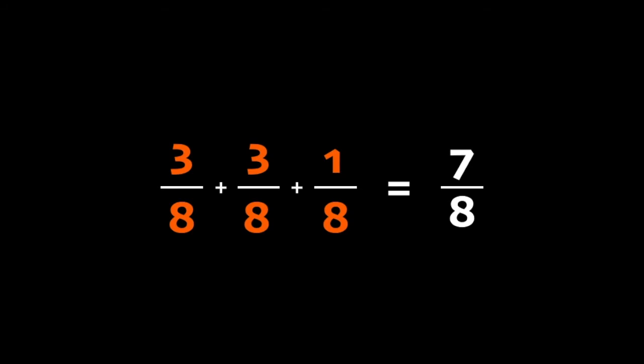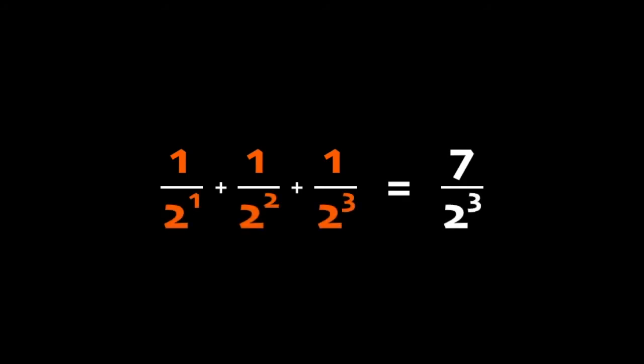But they don't have to be 8. So, for example, a half plus a quarter plus an eighth also equals 7 over 8. So, in other words, the denominators could have been any of the exponents of 2. And in the same way, we have to consider all the exponents of repeated factors when we're dealing with partial fractions.